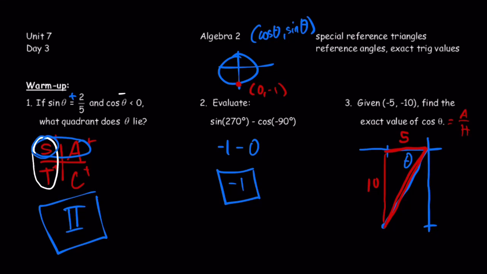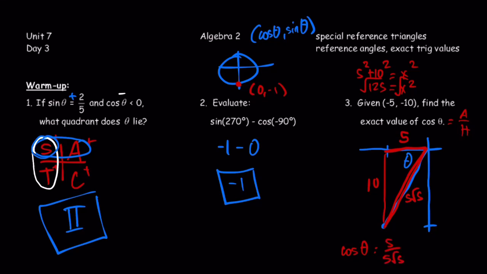So over on the side somewhere, we'll do Pythagorean theorem. 5 squared plus 10 squared equals x squared. 25 plus 100, that's 125 equals x squared. Square root that. It'd probably be best to simplify it. I'll do this quickly. That's going to be 25 and 5, and that's going to be 5 square root 5. So this side of the triangle is 5 square root 5, and now I can write cosine theta is adjacent, so it's 5 over 5 square root 5.